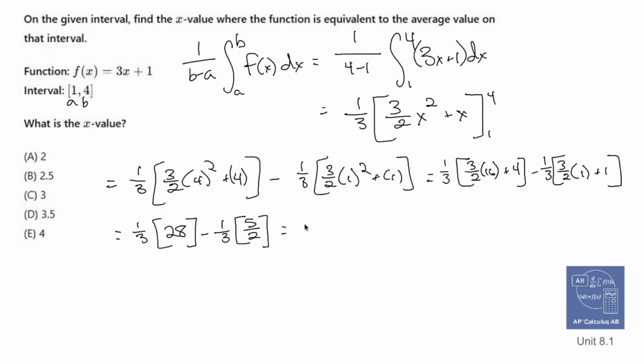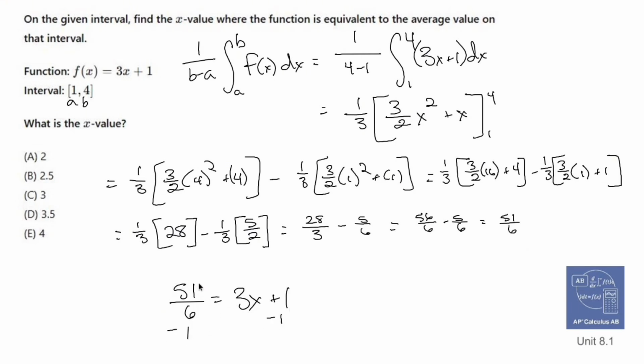Ugh. All right, so 28/3 minus 5/6. So let's turn 28/3 into, what would that be? 56/6 minus 5/6 is 51/6. Holy Christmas. All right, so I've got it. That's my average value. I need to find the x that gives us that. So I have 51/6 equals 3x plus 1. If I subtract 1, that's me subtracting 6 from 51, which is going to be 45/6.